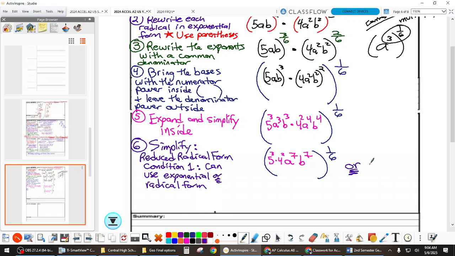So you could rewrite this, obviously, as the 6th root of 5 cubed, 4 squared, a to the 7th, b to the 7th. But regardless, what's our result going to look like? A, one group of A. How many, by the way, are we putting in groups this time? 6. Okay, so A, one group of A, one group of B.